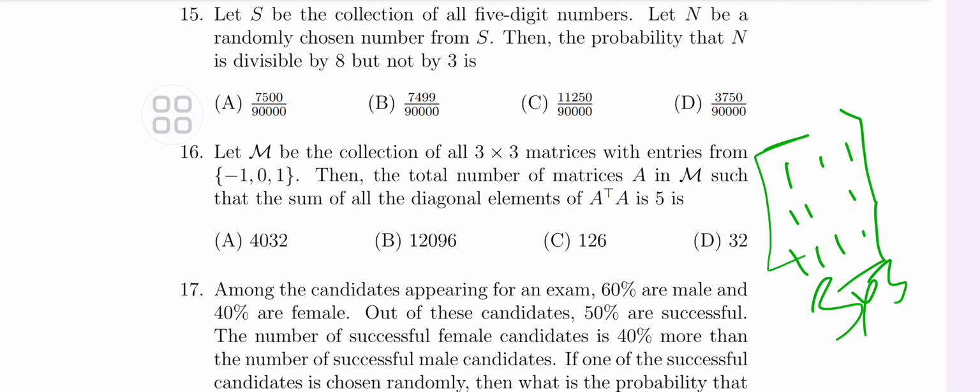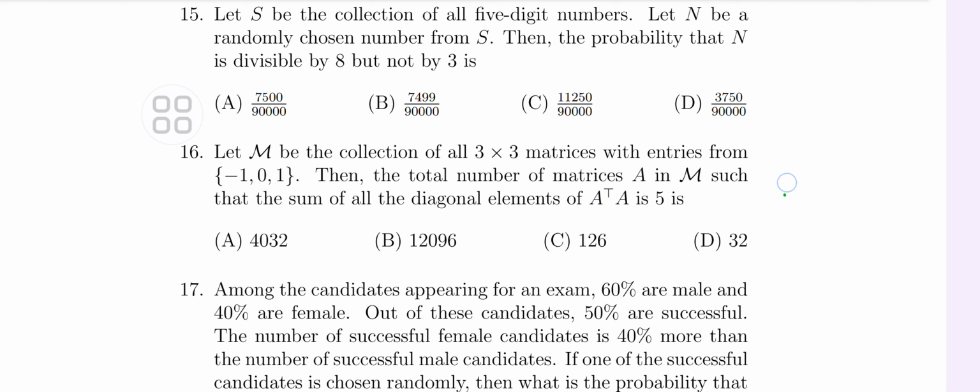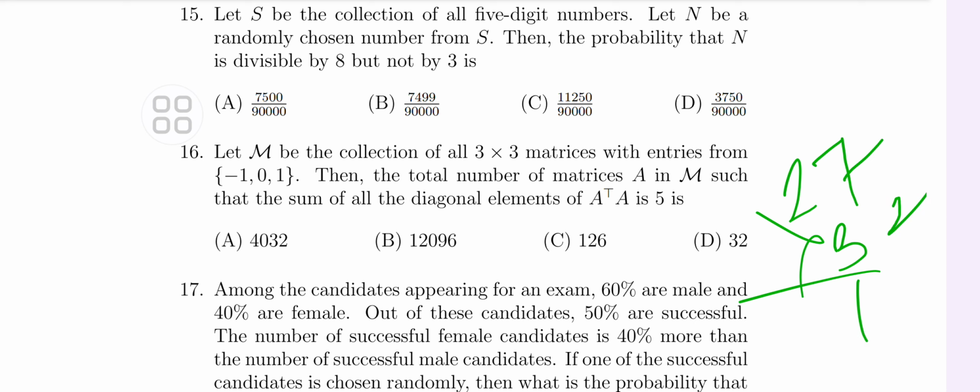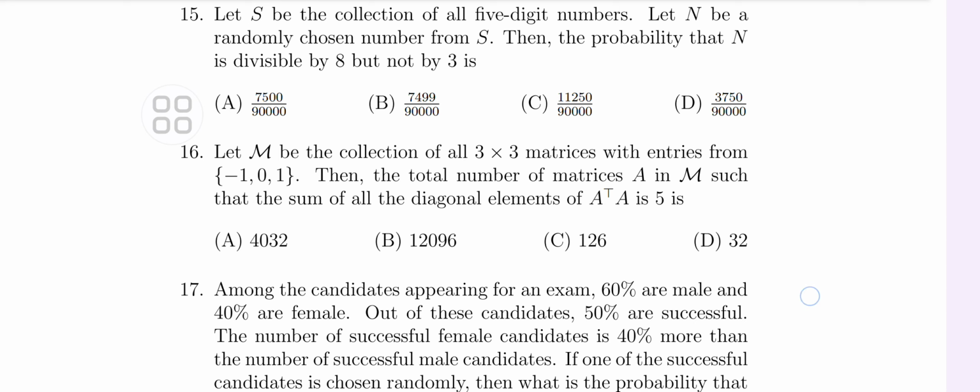To find the number of matrices such that the sum of the diagonal elements of A transpose multiplied by A is 5, we can consider the possible values of the diagonal elements. The diagonal elements of A transpose A are the sums of the squares of the corresponding rows of A. Each row sum can be -3, -1, 1 or 3. For each combination of 3 row sums that add up to 5, we need to count the number of matrices A with those row sums. So that will be 27 into 3. Like this we can find the answer.